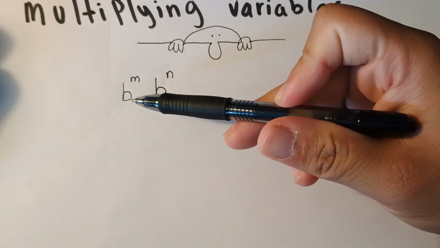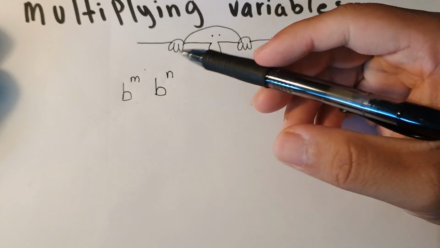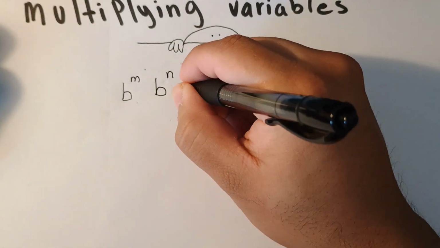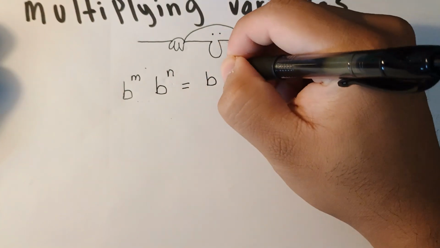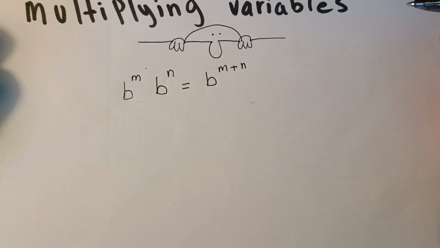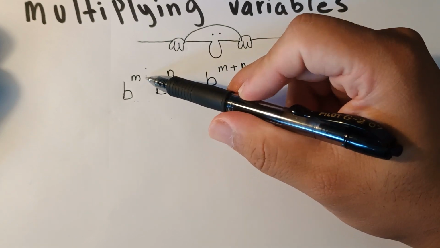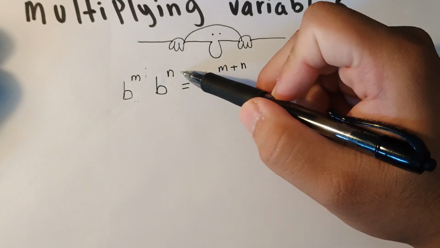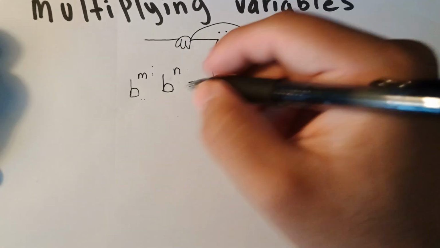So we're doing b to the power of m times b to the power of n. And all you're gonna do is add the exponents. So you're gonna have the same base. We're just gonna add the exponents. So b to the power of m multiplied by b to the power of n will give us b to the power of m plus n.